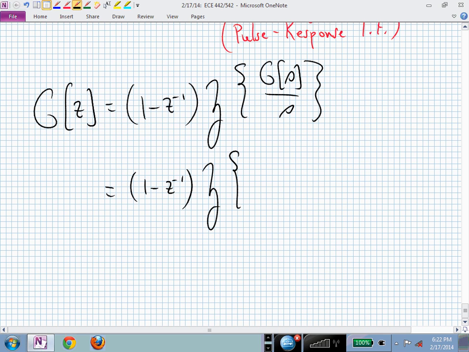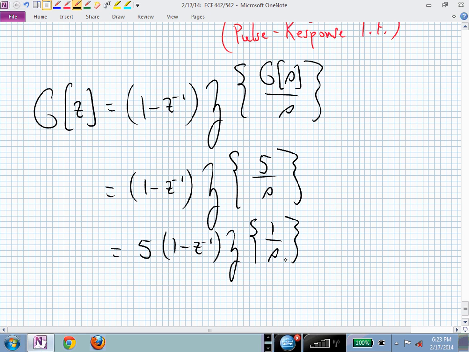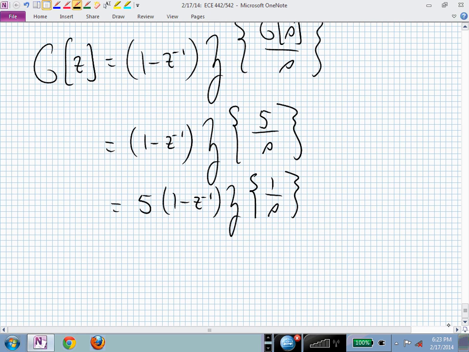But G of S wasn't very complicated, was it? That was just a 5. Well, that 5 I can pull out front. And now I need to Z transform a unit step. Or I could rewrite that 1 over Z. I could say this is 1 minus 1 over Z.